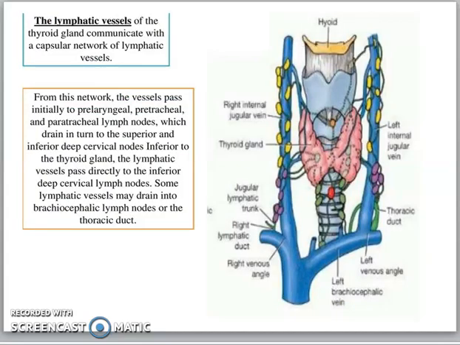Next, the lymphatic vessels of the thyroid gland. The lymphatic vessels of the thyroid gland communicate with the capsular network of the lymphatic vessels. You can see the yellow patches. From this network, the vessels pass initially to the prelaryngeal, peritracheal, and then the paratracheal lymph nodes, which drain in turn to the superior and then inferior deep cervical nodes inferior to the thyroid gland.